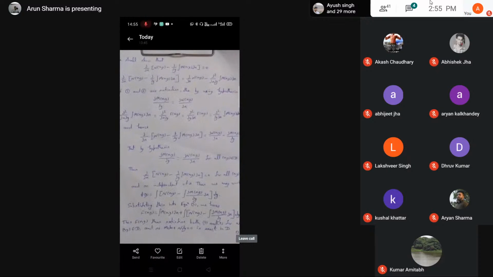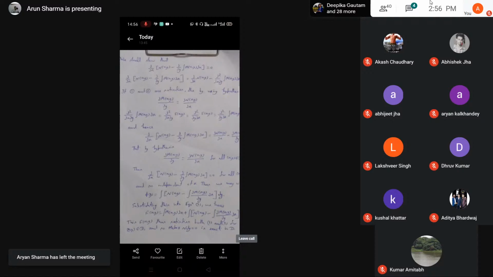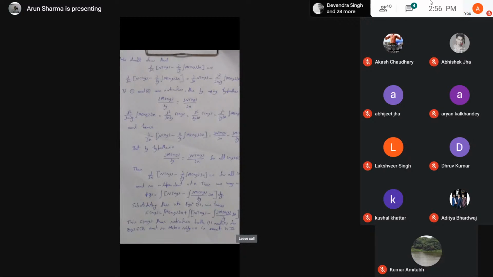So this f(x,y) thus satisfies both 1 and 2 for all (x,y) belonging to D, and so M dx plus N dy equals 0 is exact in D. To say it is exact, we have to find out this type of f(x,y). So this is that last f(x,y). I hope you understood at least some part of this proof. Please try to write it down properly, and try to understand.